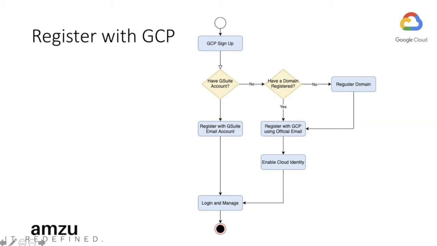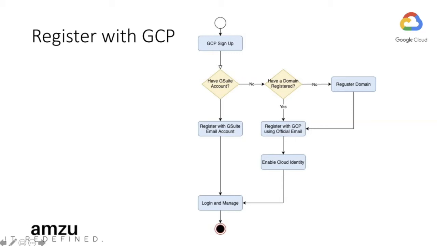So the moment you have an email ID, either a G Suite ID or your own corporate email ID, you can go ahead and start registration with GCP. You can register with G Suite, and you can also register with GCP using your official email. Then you log in and manage your Google Cloud account. That's as simple as that.